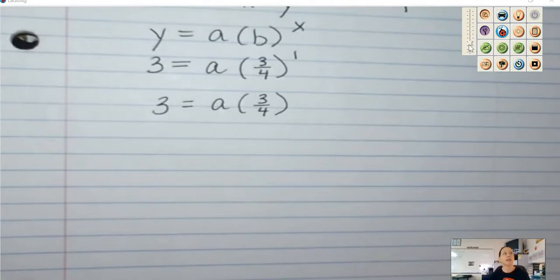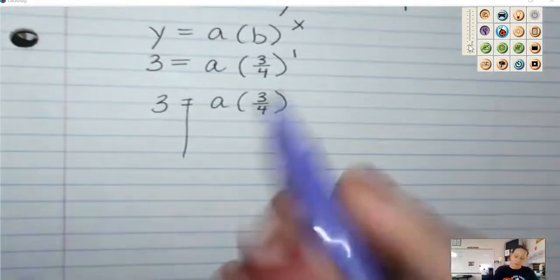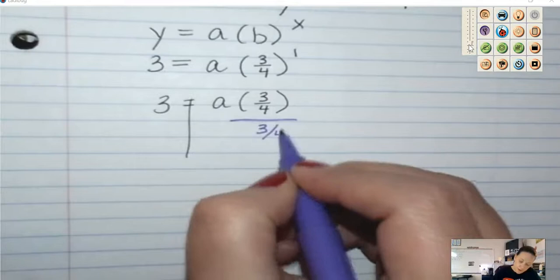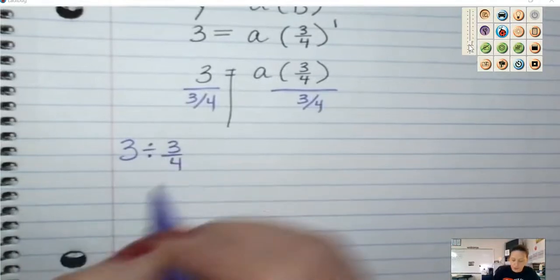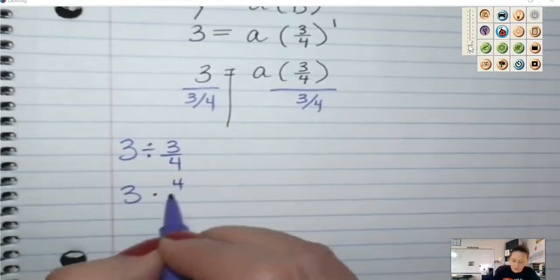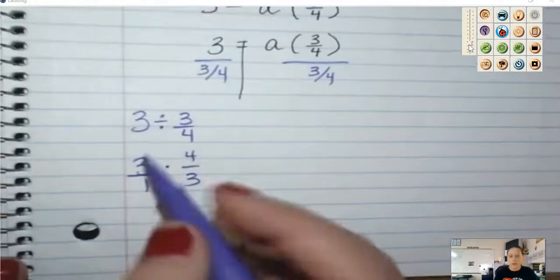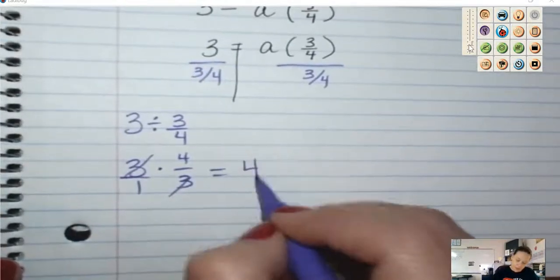Look at the side that has the A. Get rid of multiplying by 3/4. Either use your calculator or do keep, change, flip. So you're really dividing by 3/4. So right now this says 3 divided by 3/4. Keep, change, and flip. I can cross reduce out the 3's, and I get 4 is A.